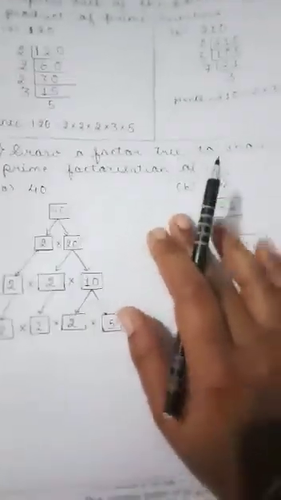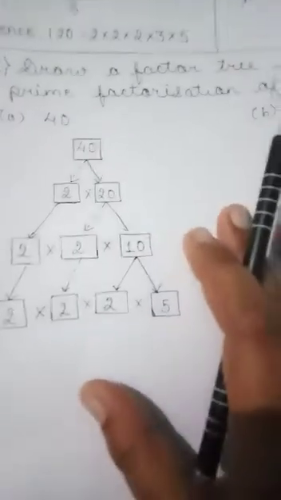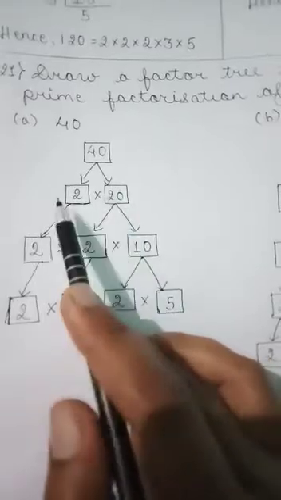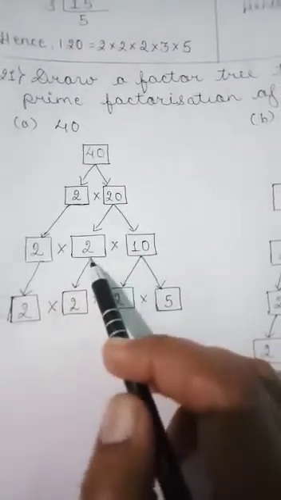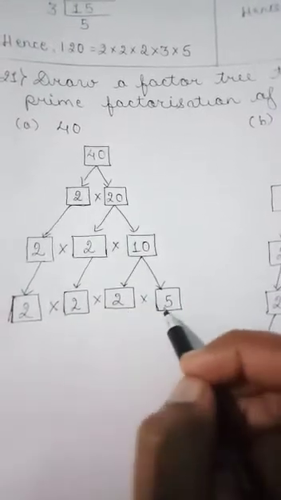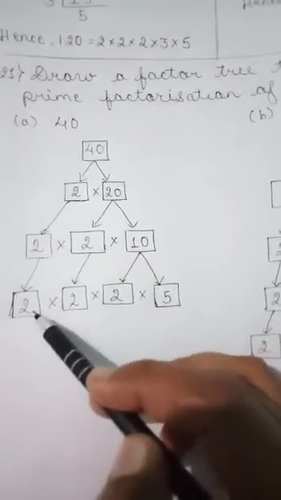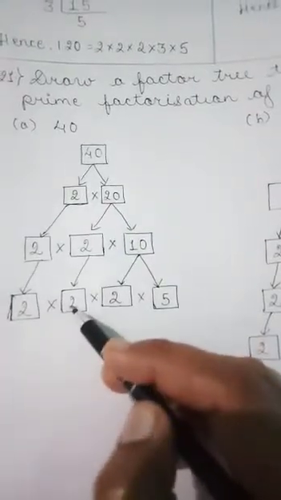Next, draw a factor tree to show the prime factorization of. You have to draw the factor tree. First question 40. You can break 40 as 2 into 20. 20 further you can break as 2 into 10. 10 further you can break as 2 into 5. Here this 2 you will continue writing till the last step. So 40 can be written as 2 into 2 into 2 into 5.